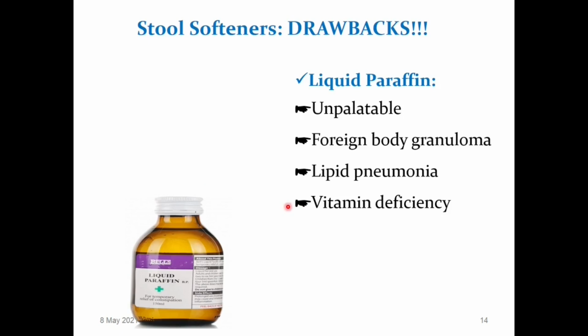Absorption is hampered, so vitamin deficiency can happen. Sometimes there can be leakage through the anus, which is very uncomfortable, and delayed wound healing.